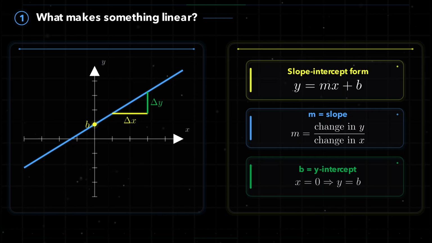The letter b represents the y-intercept. The y-intercept is where the line crosses the y-axis. That happens when x equals 0. So in the equation y equals mx plus b, the b value tells us where the line starts on the y-axis. Then the m value tells us how the line moves from there. This is why slope-intercept form is so powerful. It gives us two pieces of information immediately: where the line starts and how the line changes.